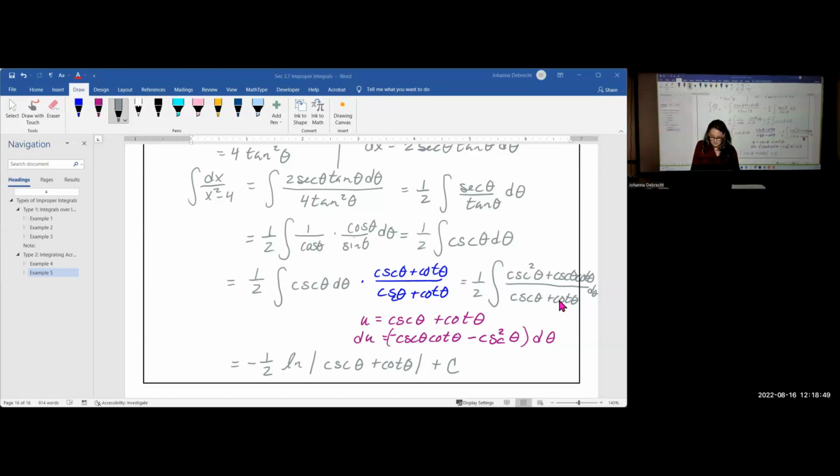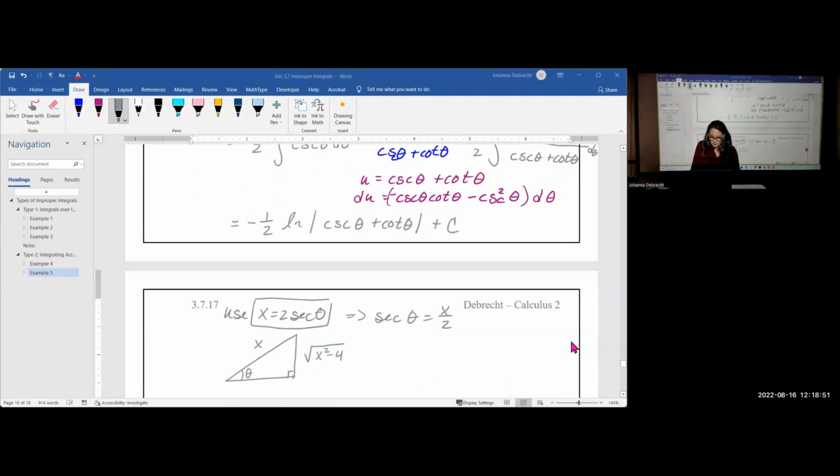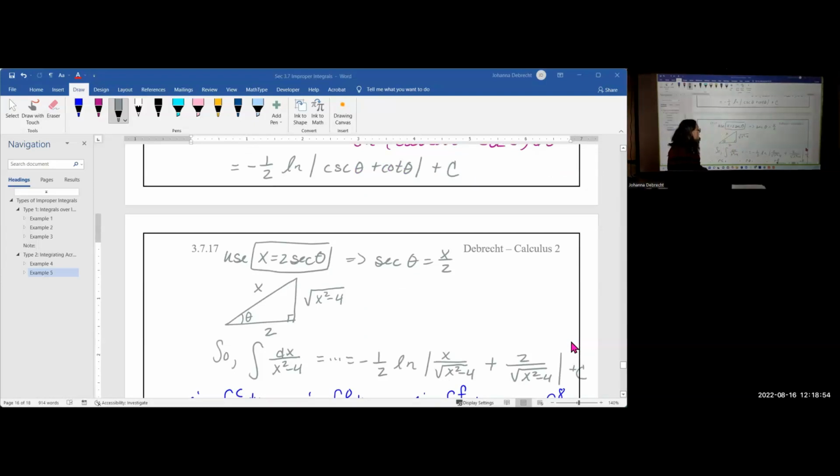Now mine's actually definite integrals, but at that point, the answer is in terms of theta, and I've got to get back to x. So I use my substitution equation again, x equals 2 secant theta, and the right triangle trigonometry. That lets me rewrite this result down here. And in fact, I could go ahead and write it in a slightly more combined format. Since I have a common denominator, I could write it as x plus 2 divided by the square root of x squared minus 4. And then, of course, plus the constant of integration.